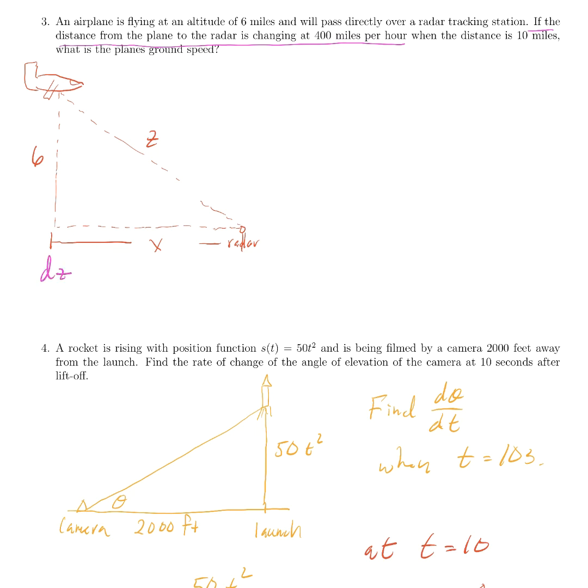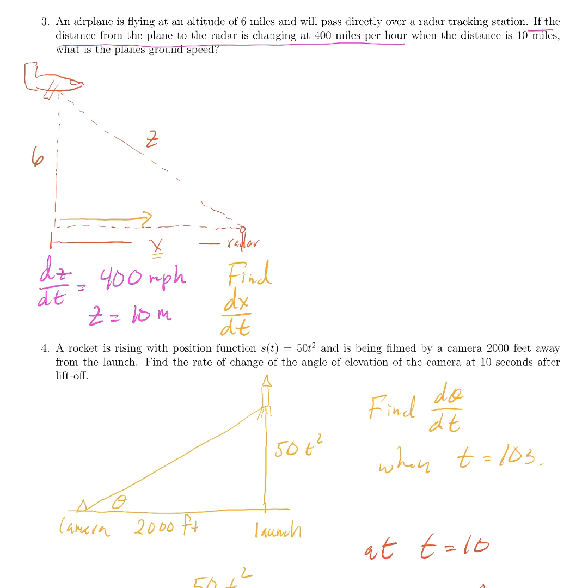So that is dz/dt is 400 miles per hour. When that distance is 10 miles, okay, so this is all happening when z is equal to 10 miles. What is the plane's ground speed? So the ground speed of the plane would be how fast the plane is moving in this direction, and that would be how x is changing. So we want to find dx/dt.